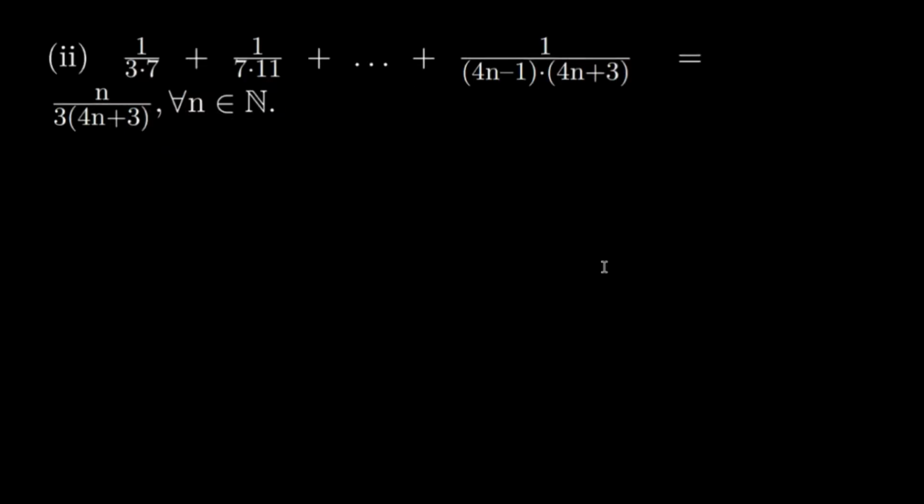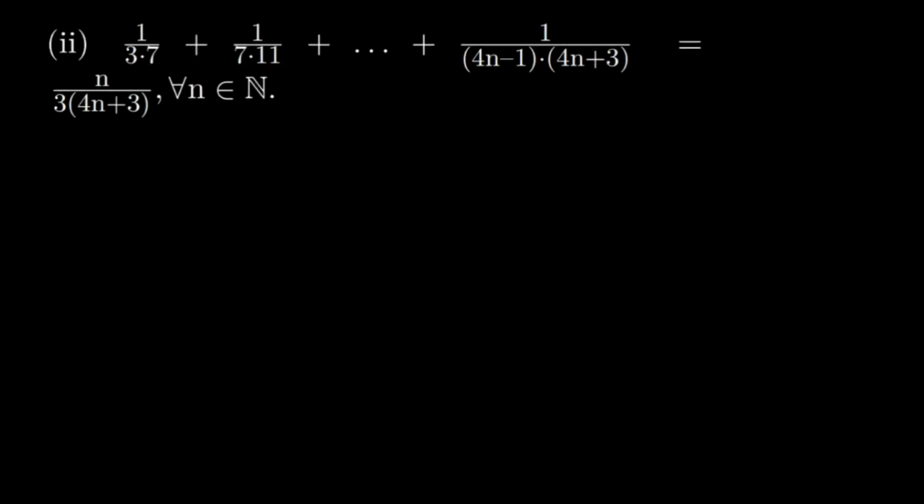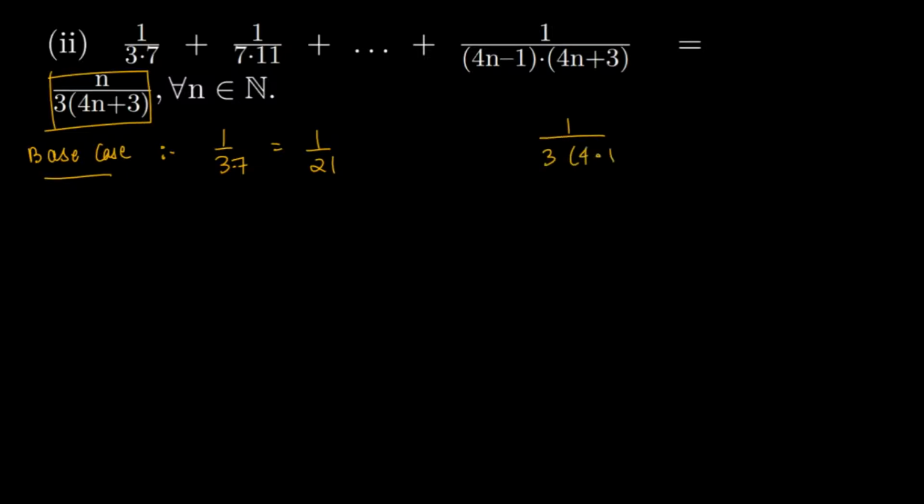The next problem has fractions in it. So again, the base case is pretty simple. The base case, just put n equals 1. So the left-hand side will be 1 over 3 times 7, that's 1 over 21. And the right-hand side will be 1 over 3 times 4 times 1 plus 3. That's also 1 over 3 times 7. That's also equal to 1 over 21. So the base case is done. We did it using n equals 1.